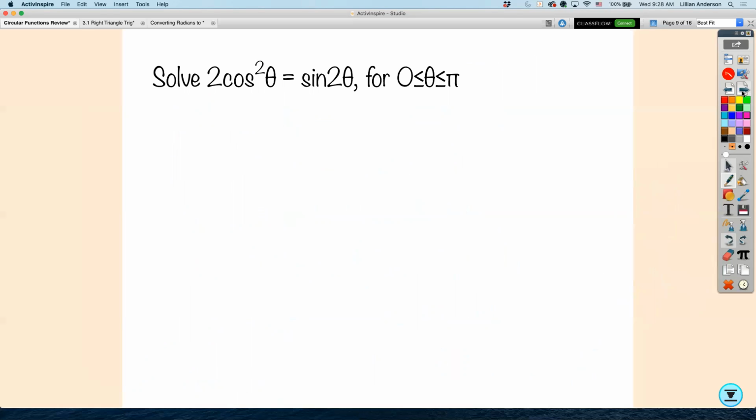Okay, let's do this last one together. Solve 2 cosine squared theta equals sine 2 theta. Okay. I haven't heard from a few of you all. So if you haven't talked today, help me out and tell me how I can start this problem to solve it.